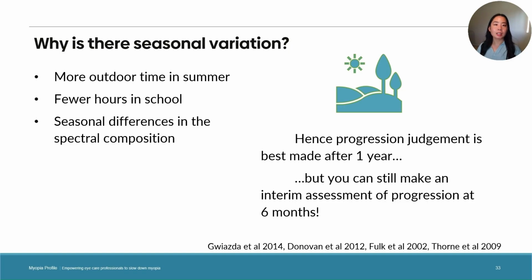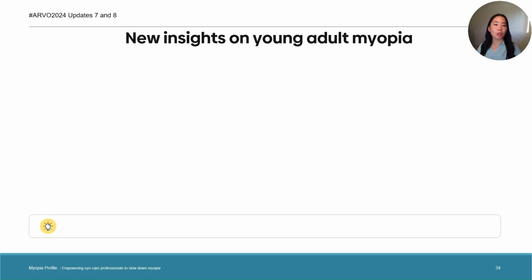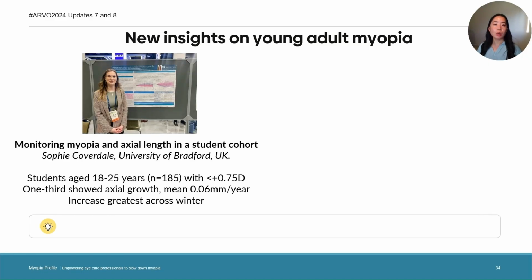One more thing I'd like to cover is young adult myopia progression. Now, you might think that progression is something we only need to worry about in children and teenagers, but according to research presented at ARVO 2024, young adult myopia progression can also occur. In this study of 18 to 25-year-old students, they found that 1/3 experienced axial length growth, and increase was greatest in the winter.